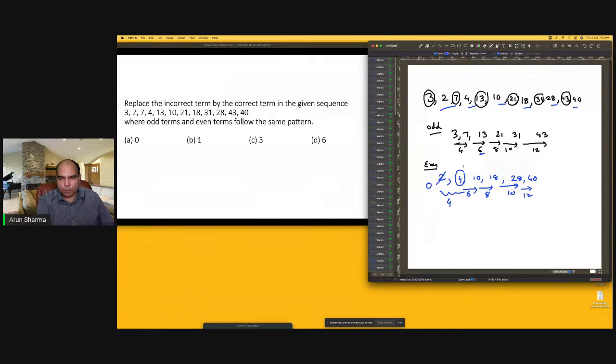Because if I change this 4 to 6, if I keep this 2 here and make this 6, then downstream all the numbers will change, which I cannot do. I have to change only one number. So that means I'll keep this number as 4 and keep this number as 0, and replace the incorrect term by the correct term. So the correct term is 0. Option A is the right answer. That's what it is.